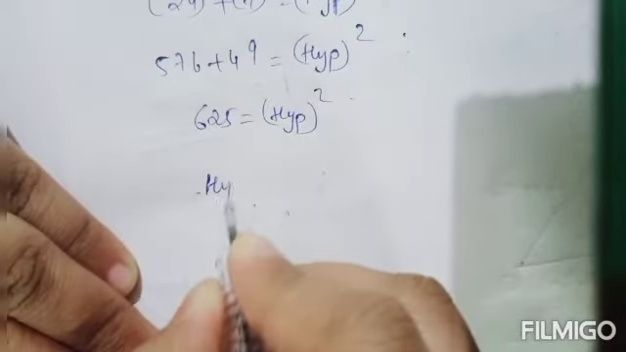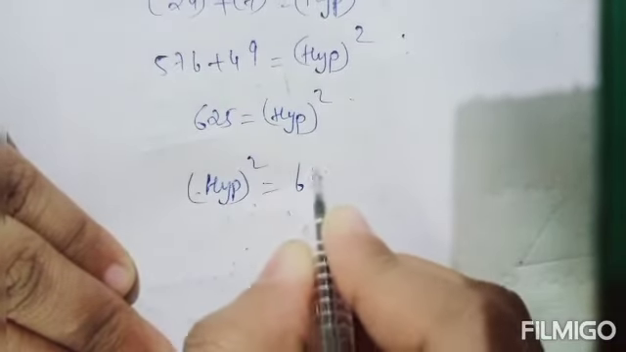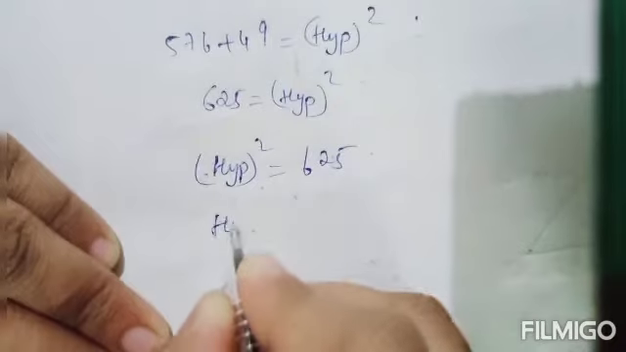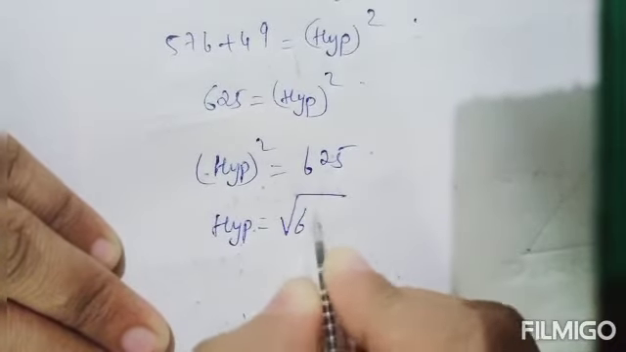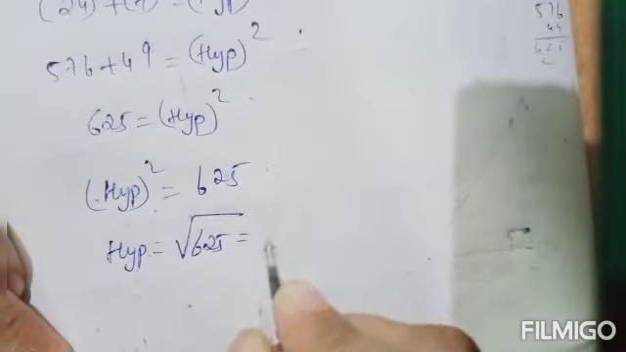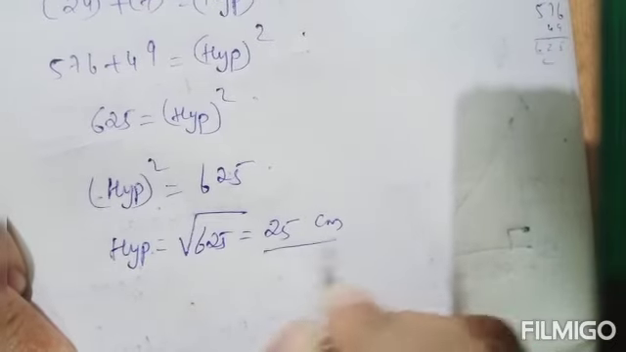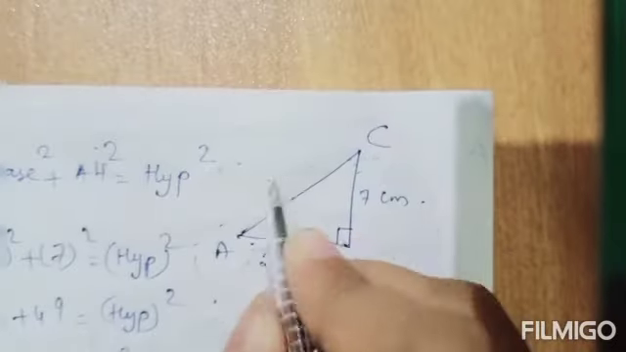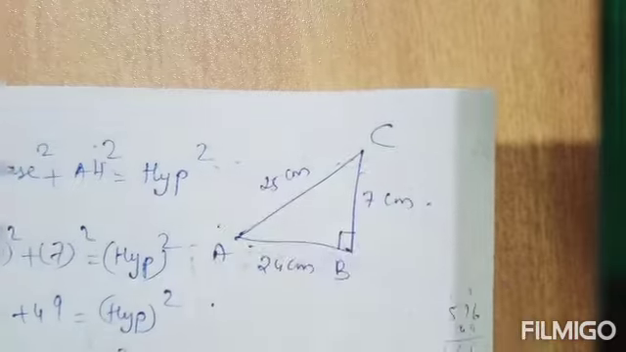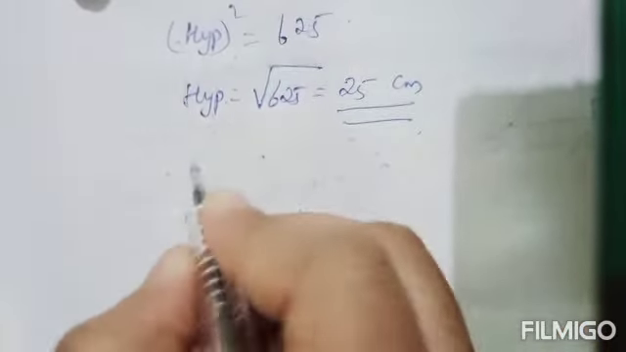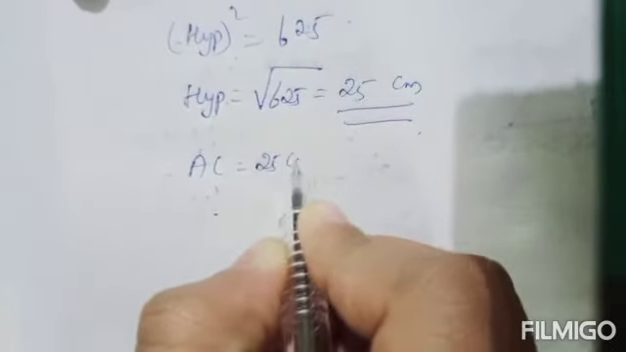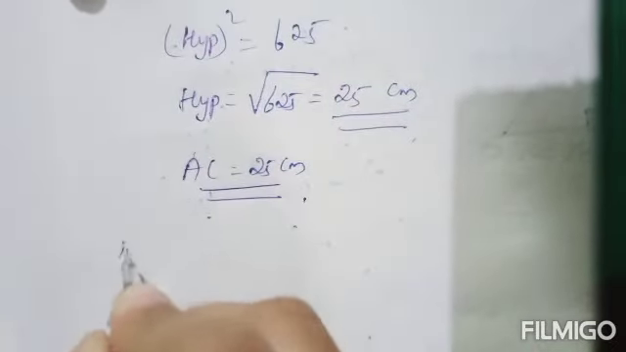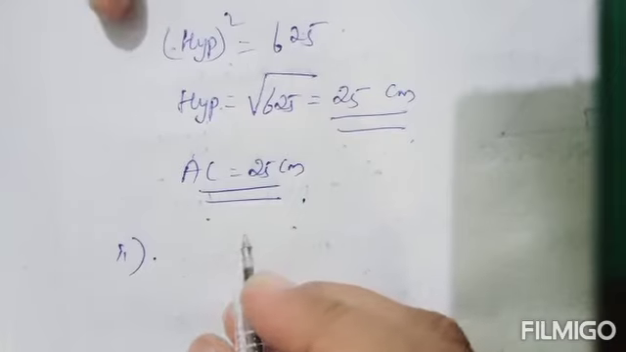So if hypotenuse square equal to 625, what will be the hypotenuse? It will be root of 625. You will get 25 centimeter. So AC is 25 centimeter. This is the first question: length of AC equal to 25 centimeter. Now the second one, area of triangle ABC.